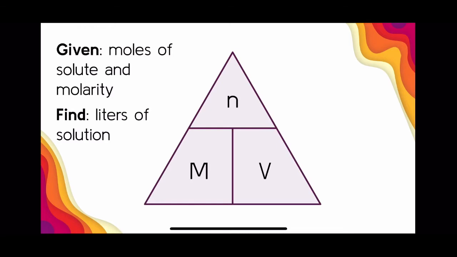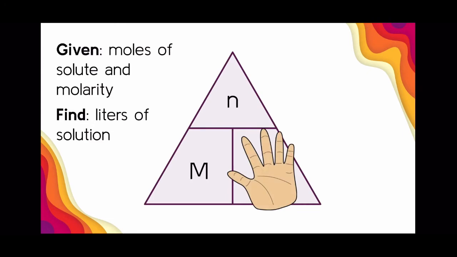Let's say now we have a problem where we are given moles of solute, which is n, and molarity, which is M. And we are asked to find liters of solution, which in this case is V. So to figure out the equation to use, we are going to use our hand and cover up what we are trying to find. In this case, we are going to cover up the V.